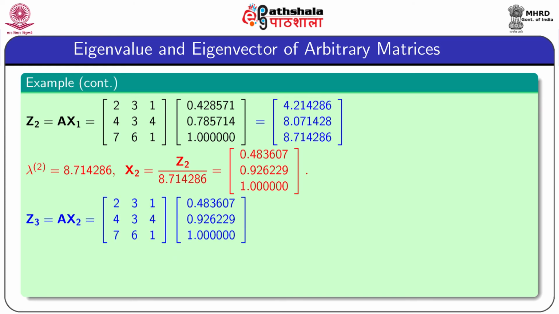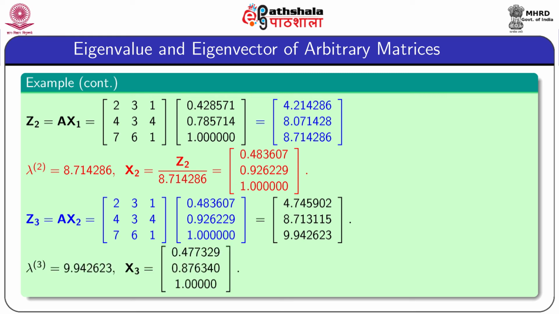And we calculate the third approximate or intermediate vector z3 equal to A x2. After simplification it becomes this column vector, and note that the largest element of this column vector is 9.942623. This element is the third iterated eigenvalue of the matrix A, which is equal to 9.942623, and the third eigenvector is x3, which is given by this column vector.